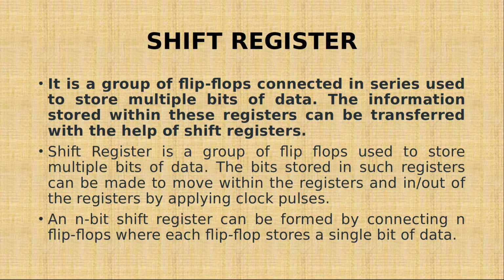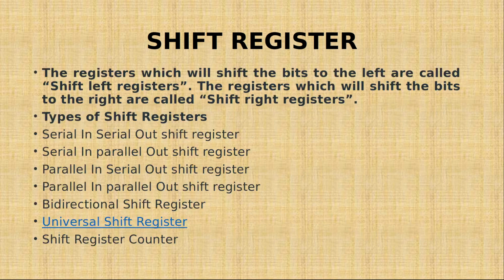So the information stored within this register can be transferred with the help of a shift register. The shift register transfers the information from one place to another place. The shift register can be formed by connecting n flip flops, where each flip flop stores a single bit of data. There are two different types of register: one is the shift left register, the other is the shift right register.